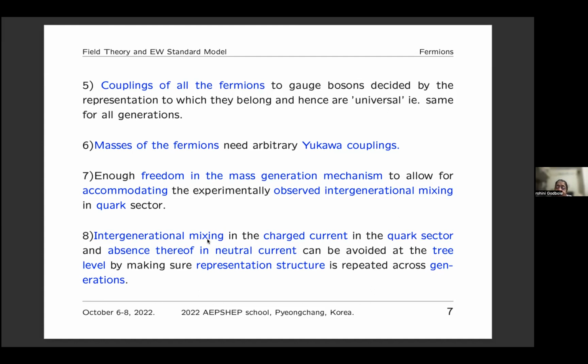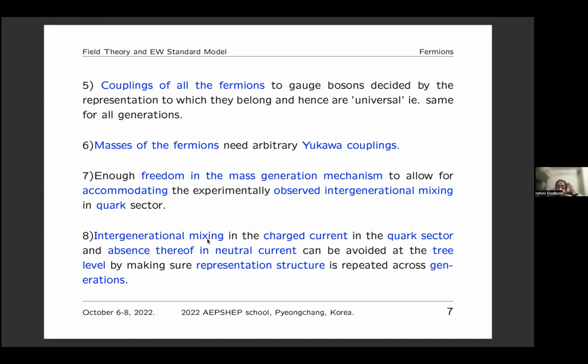Then there is enough freedom in the mass generation mechanism of quarks to allow for accommodating the experimentally observed intergenerational mixing. It is not something that is forced upon us by theoretical considerations, but we have the freedom, and it was something that was useful because experimentally intergenerational mixing in the quark sector was observed. This mixing was only in the charged current sector, that is, the charged current in the quark sector.